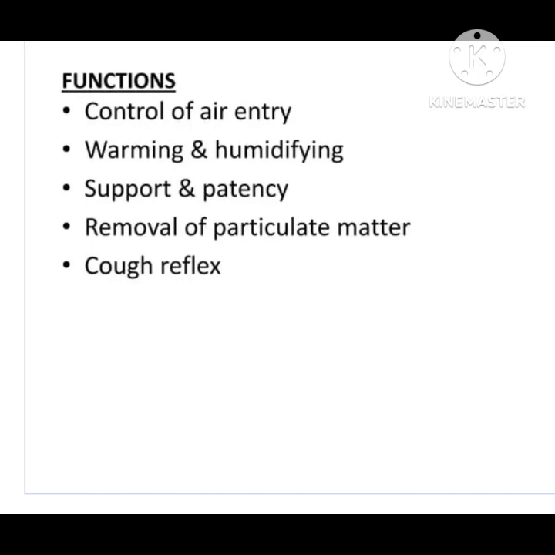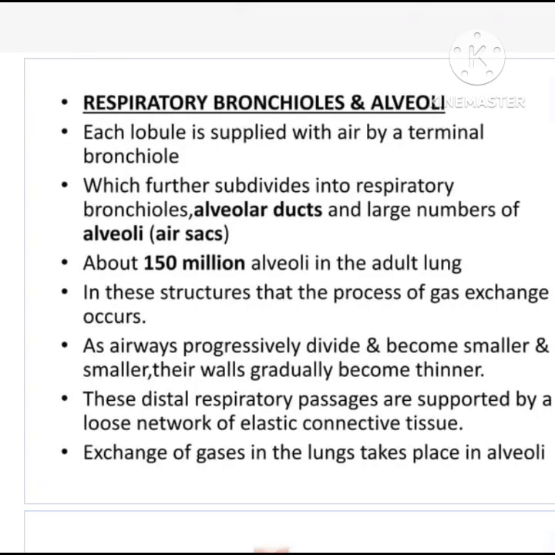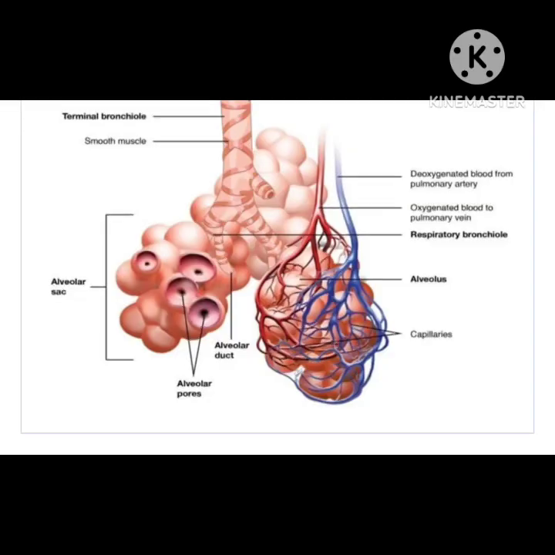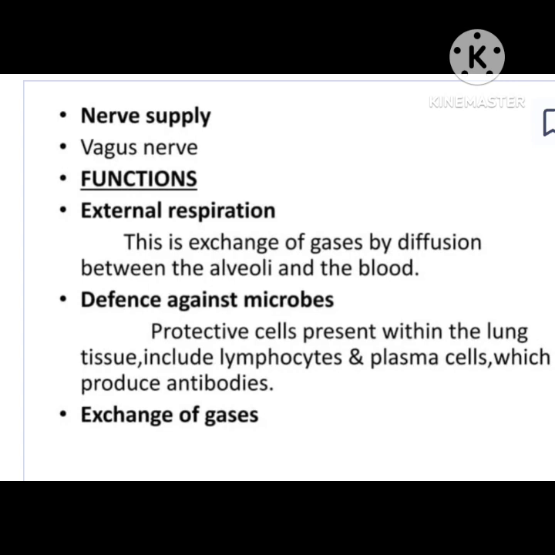The functions are control of air entry, warming and humidifying, and support and patency, which we have discussed. Next are the respiratory bronchioles and alveoli. Each lobule is supplied with air by a terminal bronchiole, and there are about 150 million alveoli in the adult lung. You can see in this picture the alveoli and the terminal bronchioles.